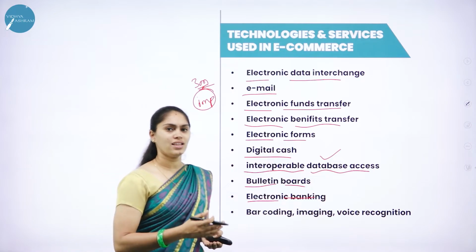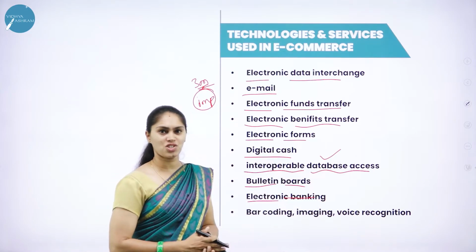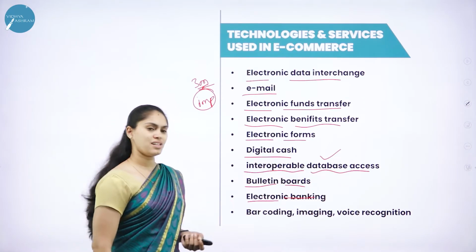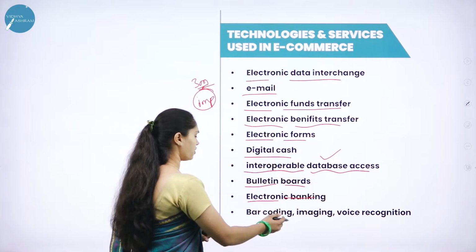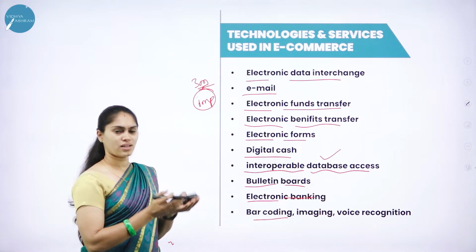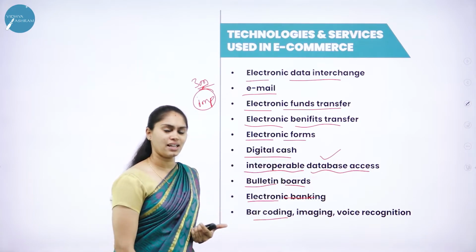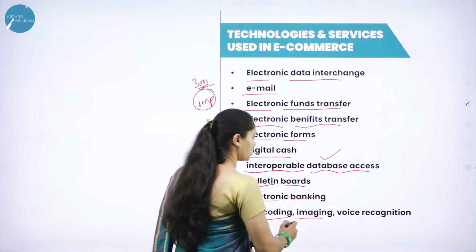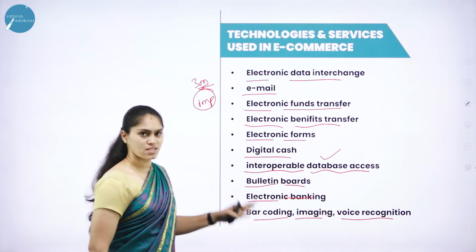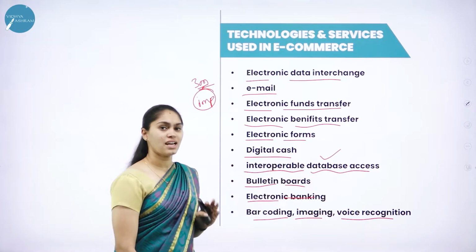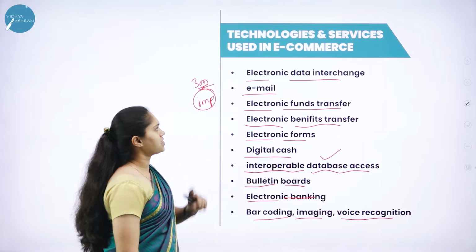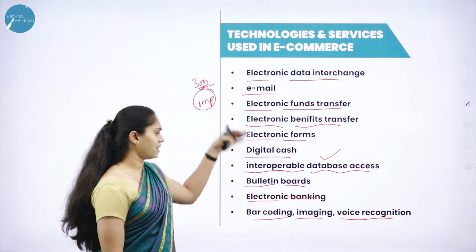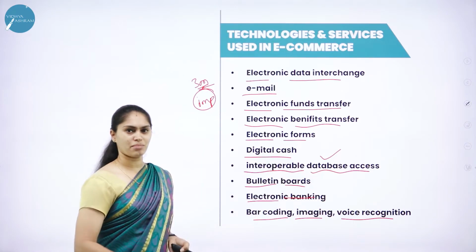And also we have electronic banking or e-banking. So nowadays all banks have come up with their own application software. With the help of that particular app, we can do this electronic banking. And also it can be used for barcoding. We are more familiar with the QR code, scanning that QR code and sending money directly without going to the bank. And we have imaging and voice recognition. These are the services that you can get with the help of e-commerce. So these are the technologies and services which are used in e-commerce. If I am doing e-commerce, all these services or technologies come into existence.